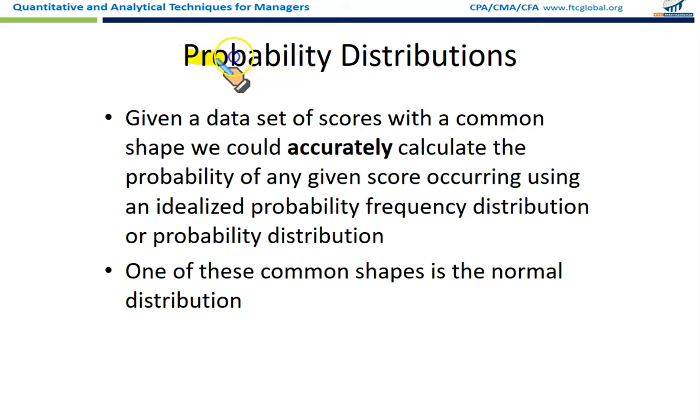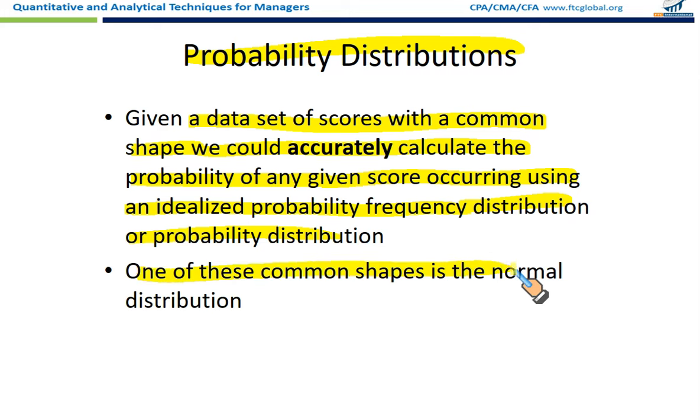Probability distributions, we discussed this briefly previously. Given a data set of scores with a common shape, we could accurately calculate the probability of any given score occurring using an idealized probability frequency distribution, or probability distribution. All right, when we have a bunch of numbers like test scores or heights or the amount of ice cream someone eats, we can use a probability distribution to figure out how likely it is to get any particular number.